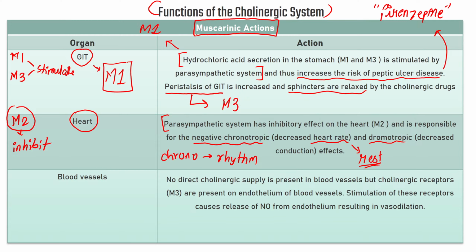That is the M2 receptor in the heart. It is very important to remember the locations of the receptors. Just remember the locations and what they do. M1, M3 will stimulate and M2 will inhibit. There is no need to learn the functions by heart. If you just remember those locations and what those receptors do, you can easily predict what the actions will be. Now all of these actions are orchestrated by acetylcholine, obviously, acting on these receptors.